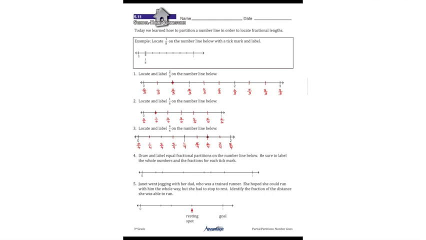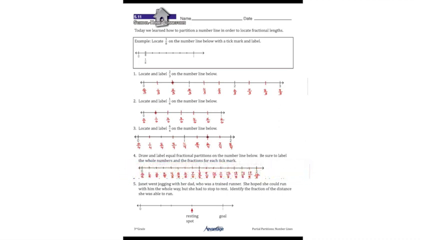Draw and label equal fraction partitions for the number line below. Make sure to label the whole numbers and the fractions for each tick mark. Well, each tick mark, here we go. When we go to split that, it looks like it breaks into 8 equal pieces for each whole. So that means we should have something that looks like this, ending on 16/8.